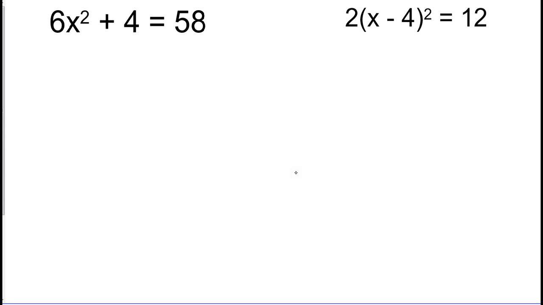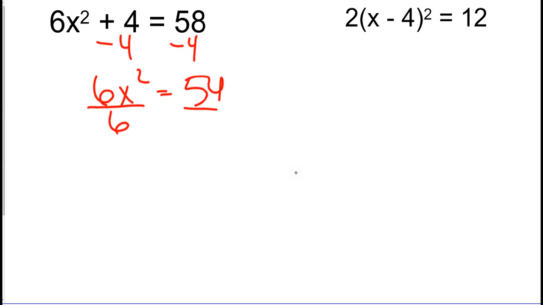Remember, the trick to these is to actually think about, what would happen if that exponent wasn't there? How would I solve this? Well, I would subtract 4 and then divide by 6. You're still going to do that. You are still going to subtract 4 and divide by 6. The only difference is when we get to the bottom, we'll have 6x squared equals 54 when I divide by 6 here.